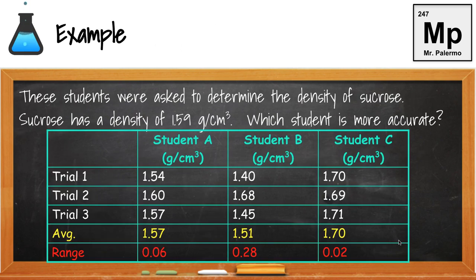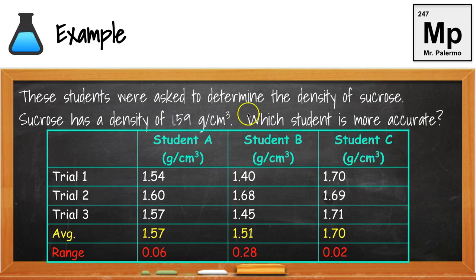Here's another example. These students were asked to determine the density of sucrose. So the known density of sucrose is 1.59 grams per centimeter cubed. So out of the 3 students, students A, B, and C, which student is more accurate? So you see that they have 3 trials. Which one of these students is most accurate?